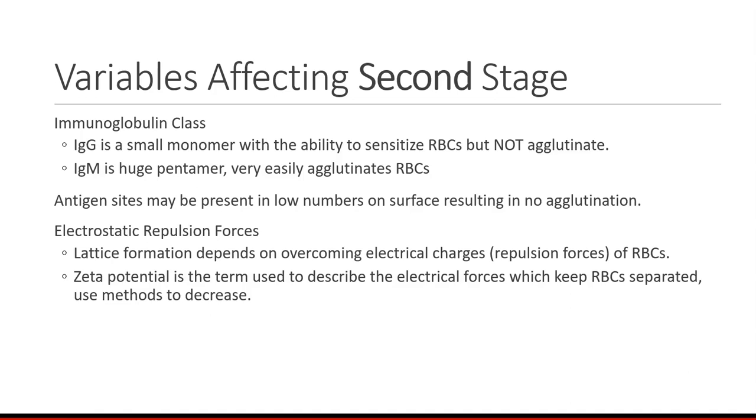The electrostatic repulsion forces: lattice formation depends on overcoming the electrical charges that repulse or keep the red cells apart. Zeta potential is the term used to describe the electrical forces which keep them separated, and we need to use methods to decrease the zeta potential so the cells can come in close proximity, especially for IgG antibodies, to where perhaps lattice formation will occur.